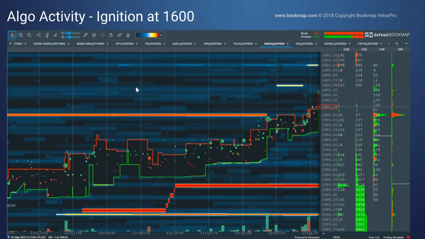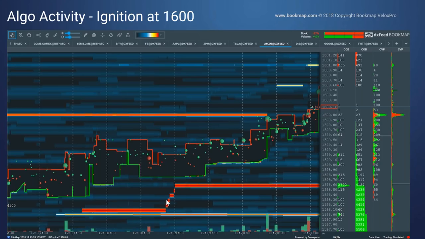We're looking at Amazon here, 1600 the figure, and an ignition algo. Because we can read the order book and record it, you can read the algos. The time frame is not sub-seconds here. We're looking at 30 seconds of data between each vertical dotted line. The algo that we're reading here has taken place over, here's 21, here's 17, so about 4 or 5 minutes.